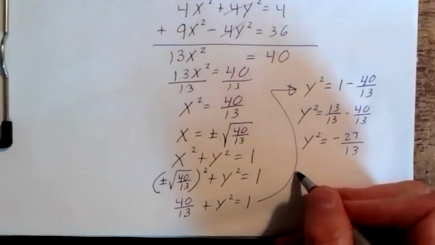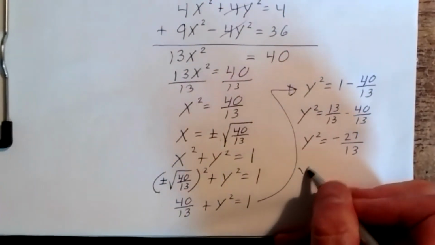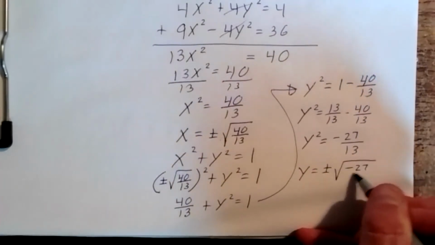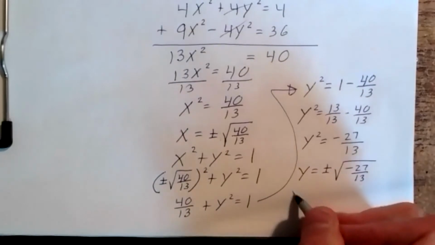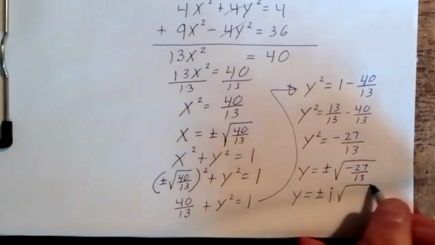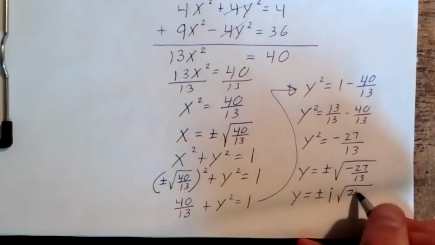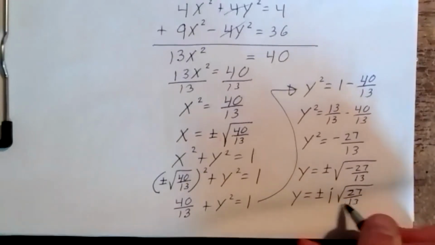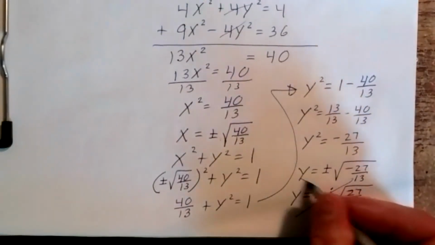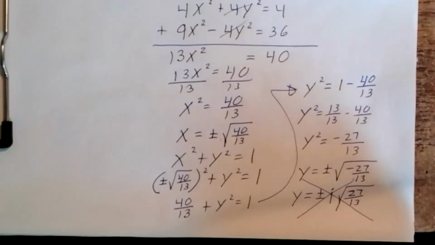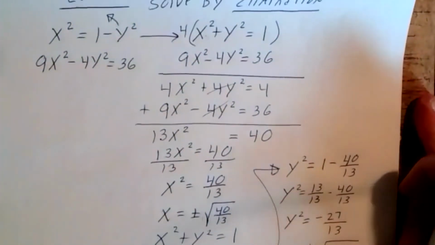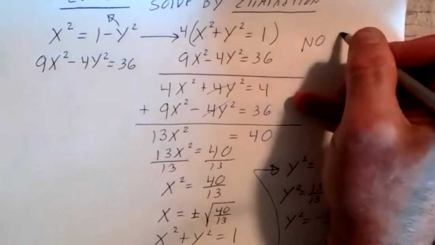Oh, here's the problem. When you take the square root of both sides, you're going to get y is equal to plus or minus the square root of negative 27 13ths, which means these are not real, are they? They're imaginary. So what do we conclude about the solutions to such a system as this? There would be no solution to this system. You are correct. The system has no solution, and we're done.